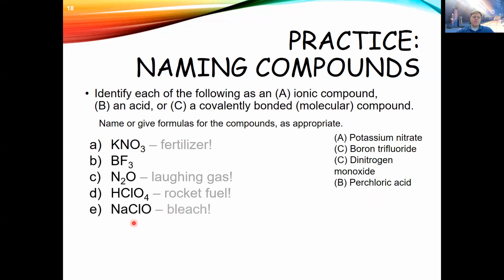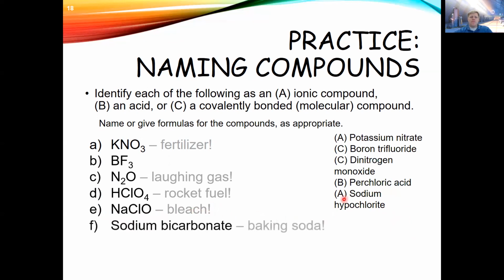So this is bleach. So this is NaClO. Go ahead and pause. Tell me what kind of compound it is. Okay, so this has a metal, which is going to say it's an ionic compound. So it's A. And this is going to have sodium and hypochlorite in there. So the name will be sodium hypochlorite. All right, so that's bleach.